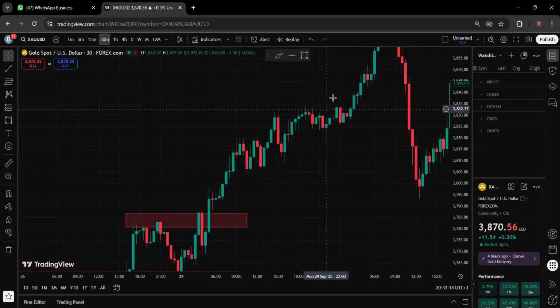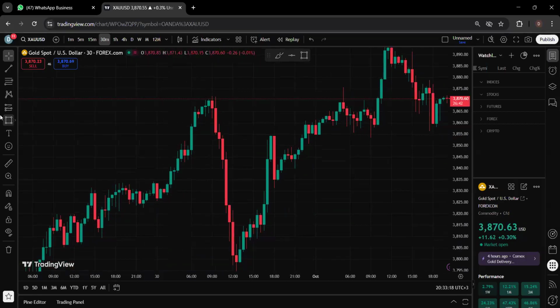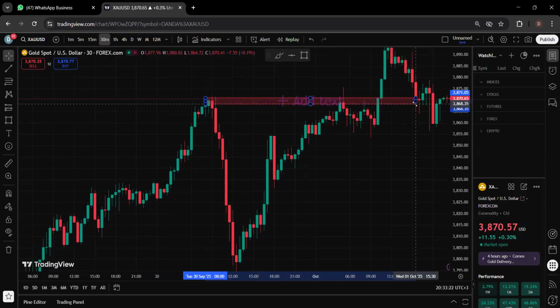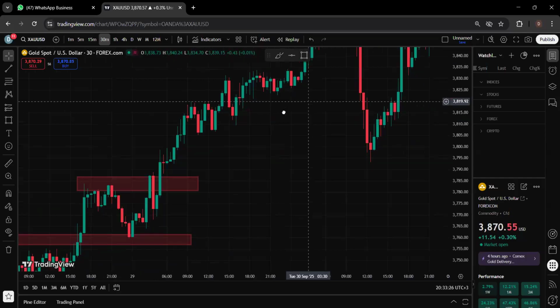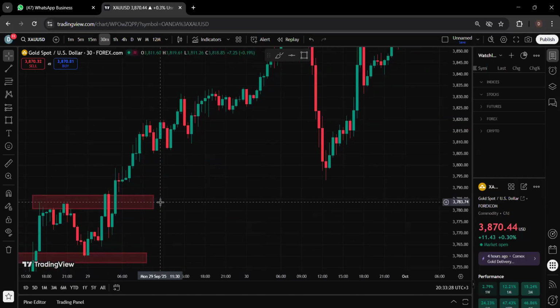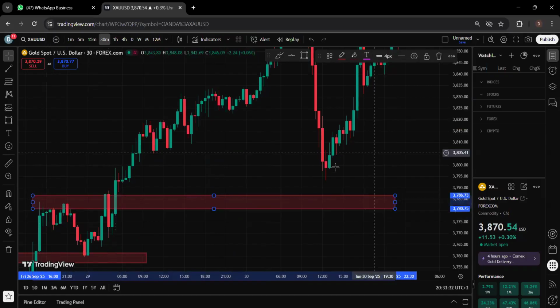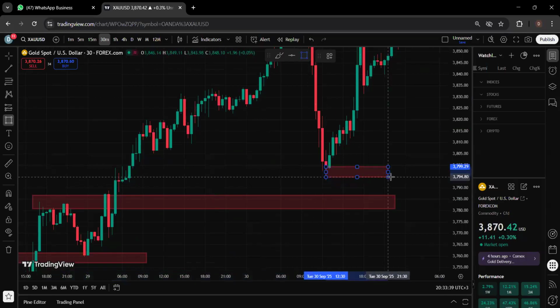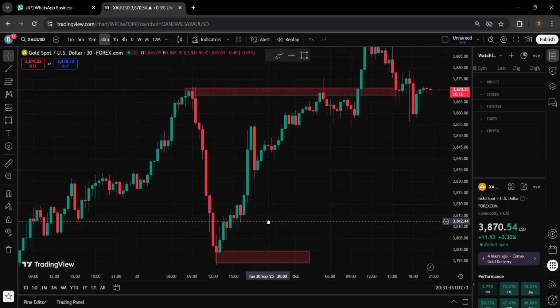Then it went all the way up until it formed a new what? A new resistance here. New resistance was formed there. Then it came down almost within the same region where there was our resistance. This resistance here, you can see almost there. It formed another support, which was formed because you can see the market was rejected.